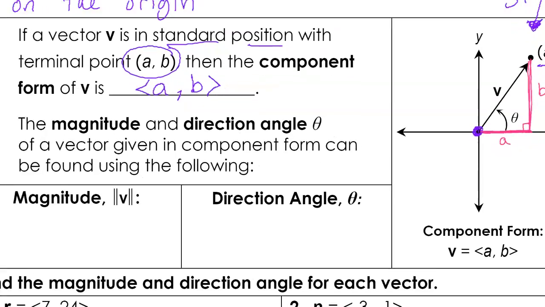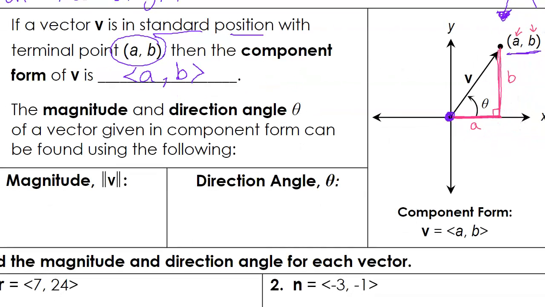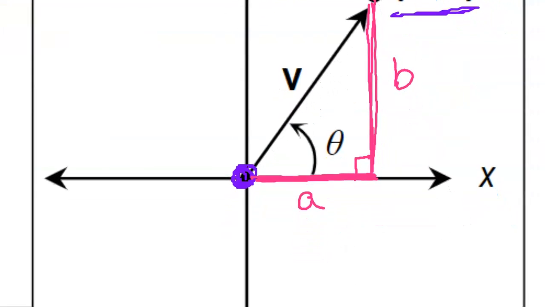So to find the magnitude of v, all you have to do when it's in component form is square root a squared plus b squared. The x value of your component form squared plus the y value of the component form squared. That's a lot fewer numbers than the distance formula, right? Okay, then also we know a and b.